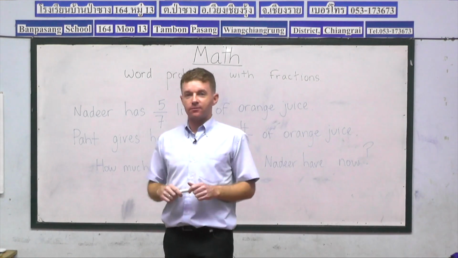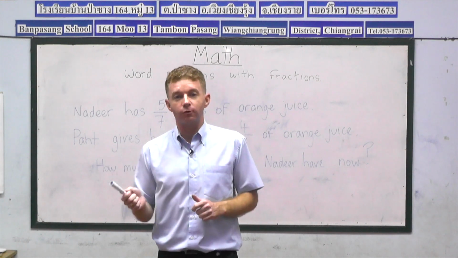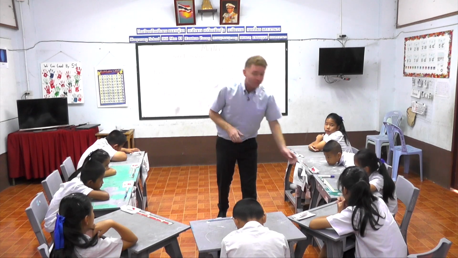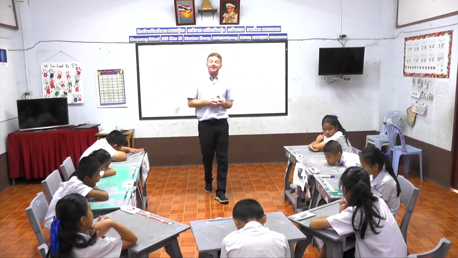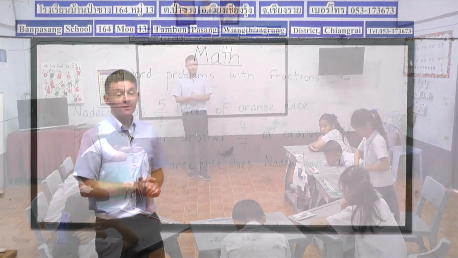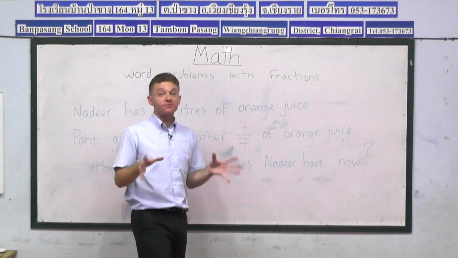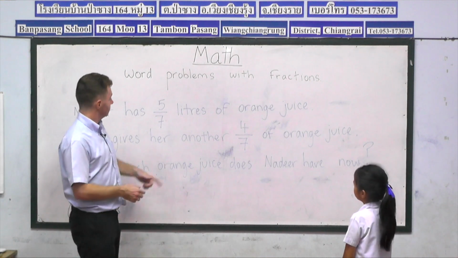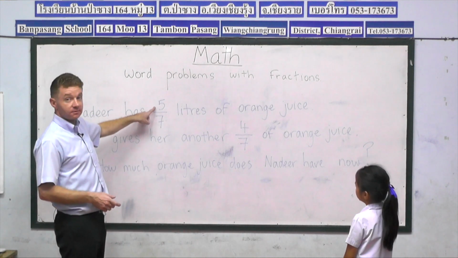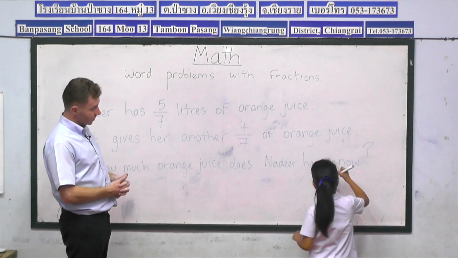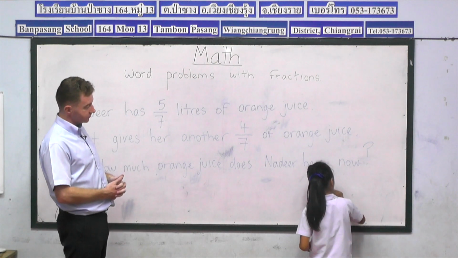So let's find out. And what we'll do, we'll have another student come forward and demonstrate how to answer this word problem. And that student is Prau. So Prau, come and join me at the front of class. As with all word problems, the first thing to do, guys, let's find out what we need to calculate. So our first fraction, 5/7. So Prau, let's have a circle showing 5/7.